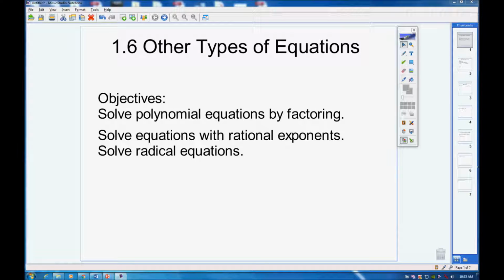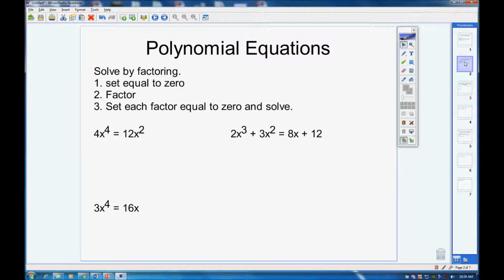Lovely college algebra students. We're going to start 1.6 today. Two videos today will be solving polynomial equations by factoring and solving equations with rational exponents. The radical equations objective we will do on a different day. So let's go ahead and get started.